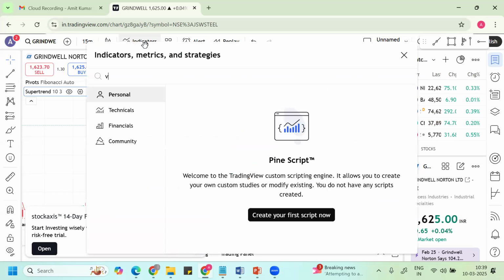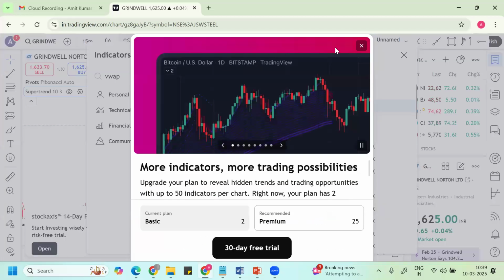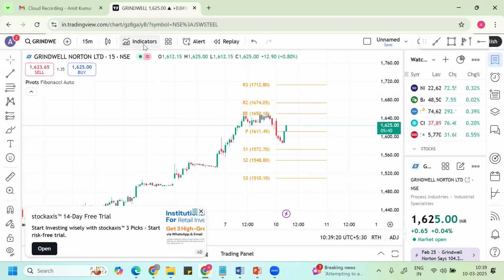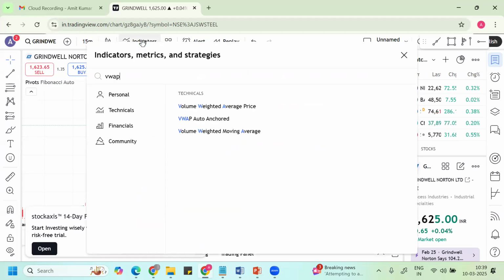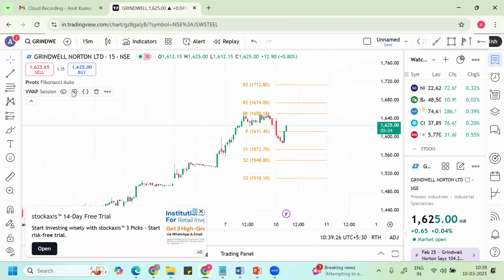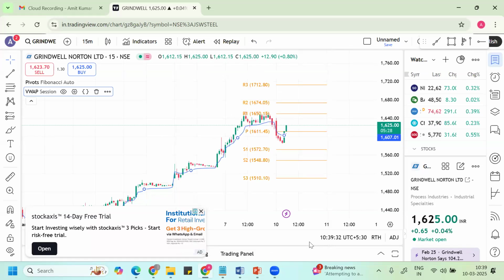Or you can use VWAP. You cannot use more than two indicators, so what I can do is use VWAP, volume weighted average price. We'll talk about them when we discuss technicals. For the time being, just see VWAP. It is above VWAP, that is fine.